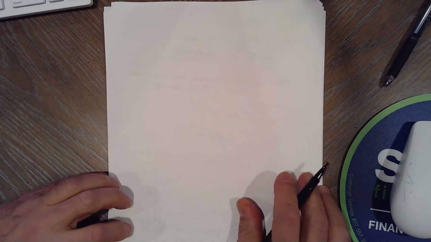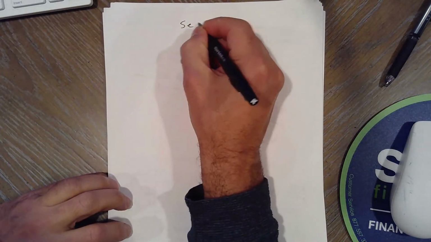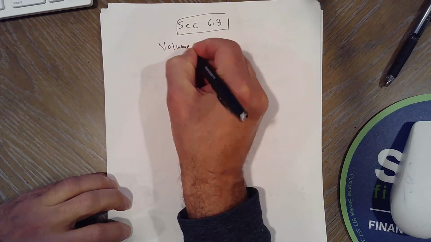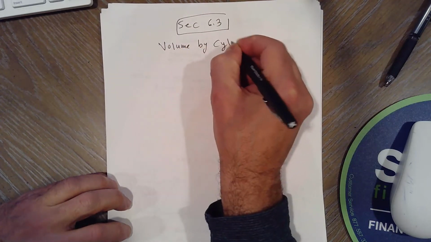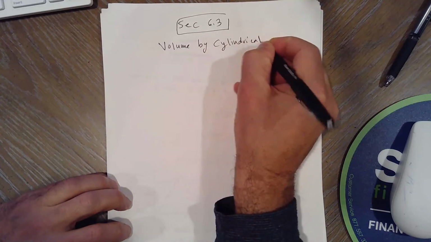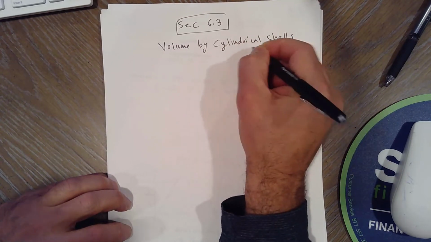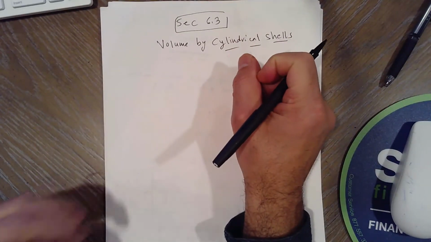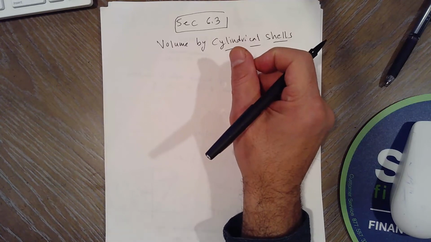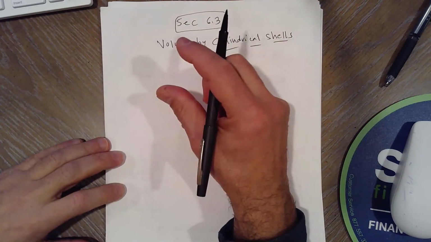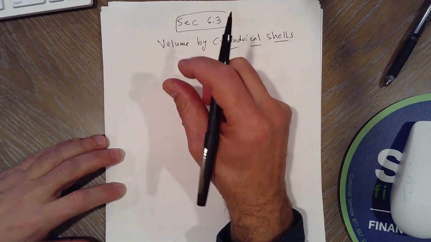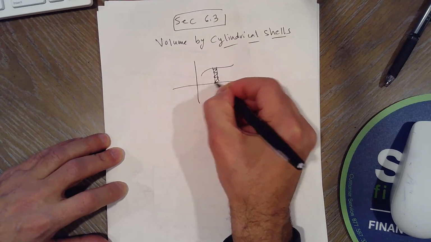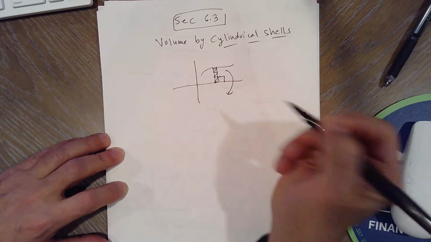Okay, today I want to go over section 6.3, which is volume by cylindrical shells. We already talked about volume using the disk method and volume using the washer method, where in the case of the disk or the washer method, the rectangular strip is always perpendicular to the axis of rotation. Okay, just to remind you, a rectangular strip is always perpendicular to the axis of rotation.